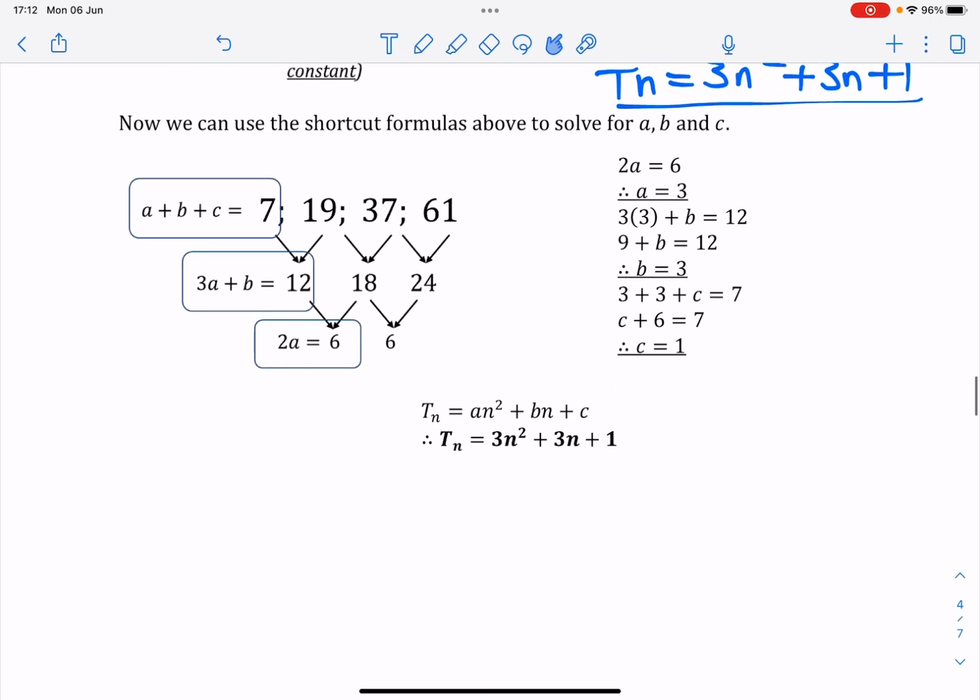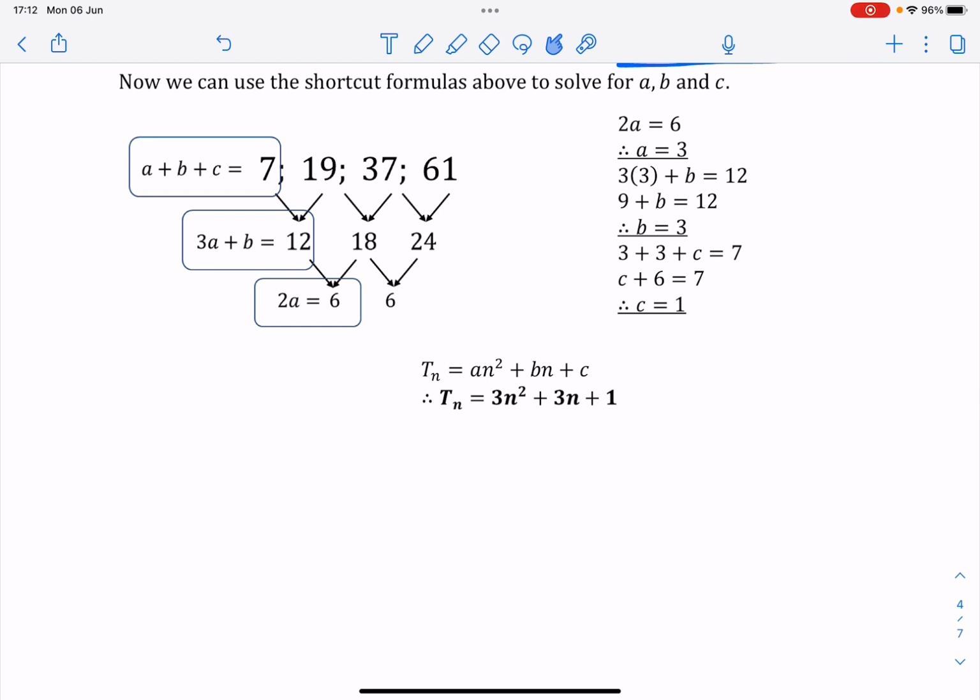Okay, so you can see that here in this diagram below. 2a is equal to 6, 3a plus b is 12, a plus b plus c is 7. And you can even ring those if you want in the test. And then you can write the algebraic expressions out somewhere else. And then you just have to summarize your answer by subbing in the a, the b, and the c into the quadratic formula.